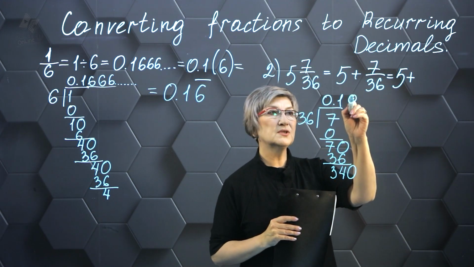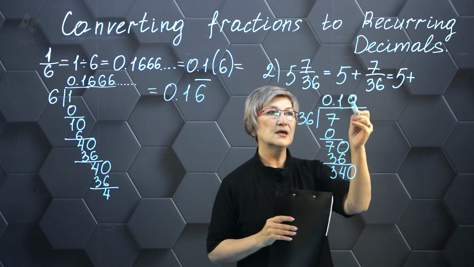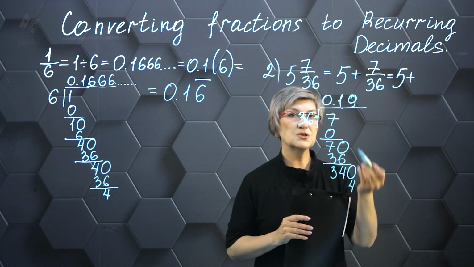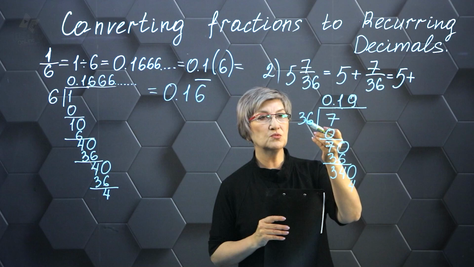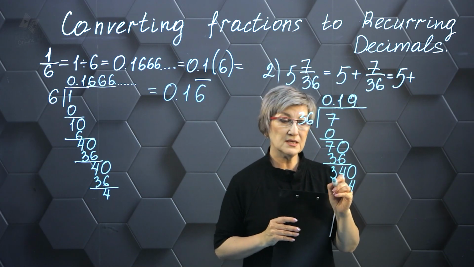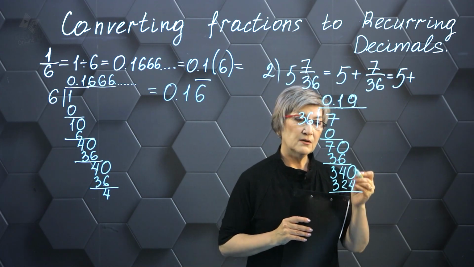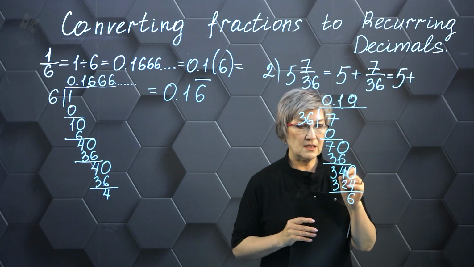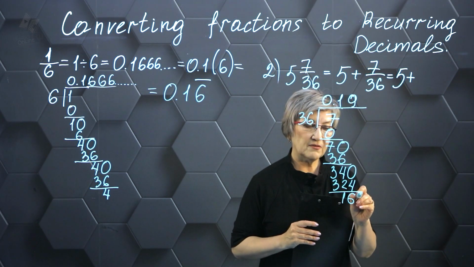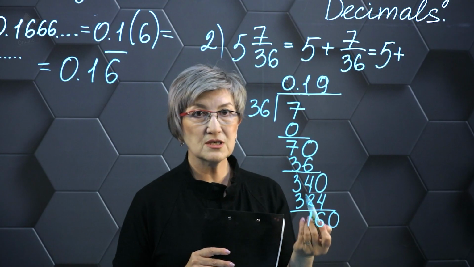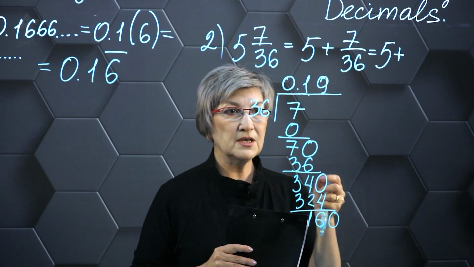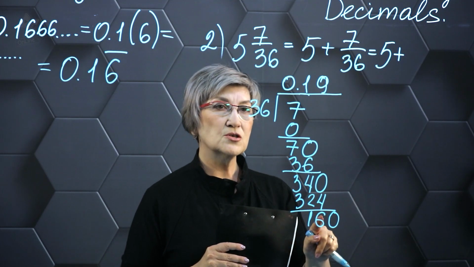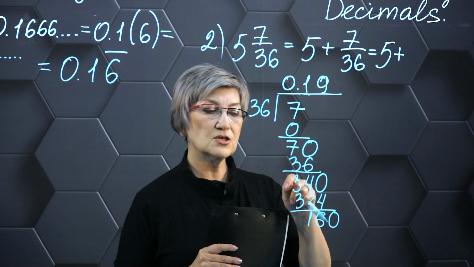Let's multiply the number 36 by 9. 9 times 6 is 54. Write 4, remember 5. 9 times 3 is 27, and 5 is 32. Subtract. 0 minus 4 gives 6, and 3 minus 2 is 1. Add 0. That's 160. As you can see, we don't see the same remainder, so we keep going. We need to divide 160 by 36.